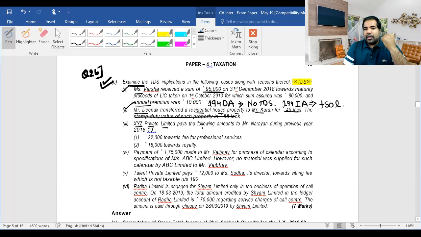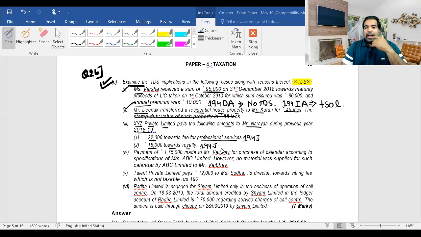XYZ Private Limited, it's a company, pays the following amounts to Mr. Narayanan during the year 2018-19. 22,000 towards fee for professional services. 194J says this is within the limit of 30,000, small limit, and hence no TDS. 18,000 towards royalty. This is also under 194J. And here it is not per person, it's per category. Since per category, it's not more than 30,000, no TDS again in this case also. So here also no TDS.